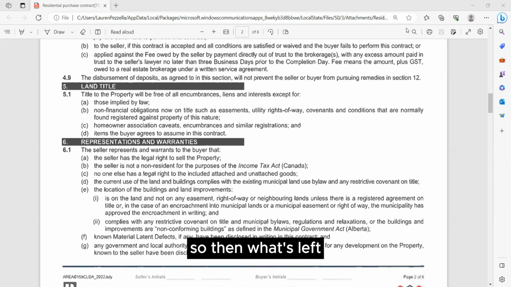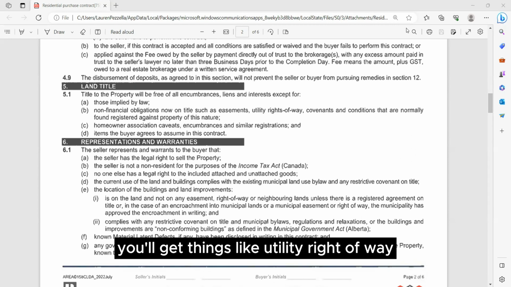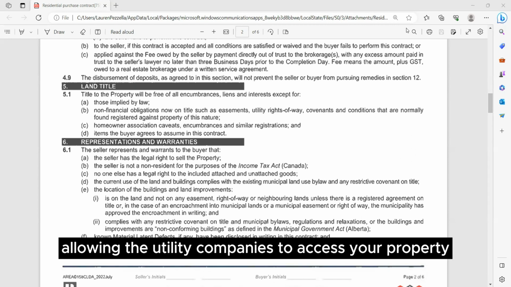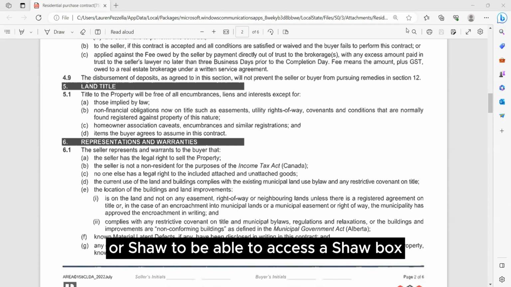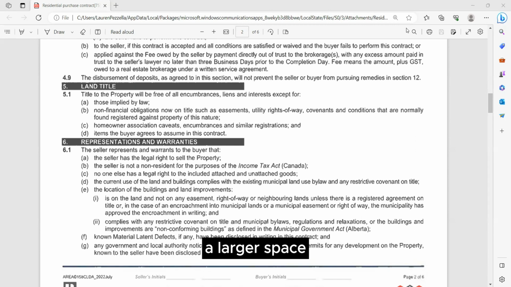So then what's left? So frequently on a land title, again, you'll get things like utility right of way, allowing the utility companies to access your property to deal with things like water lines or electrical lines, or Shaw, to be able to access a Shaw box that's on the property for a larger space.